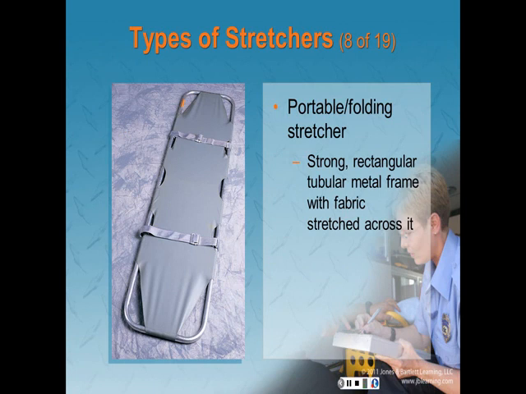Portable or folding stretchers. This is a stretcher with a strong rectangular tubular metal frame with rigid fabric stretched across it. These do not have a second frame or an adjustable undercarriage. Some models have 2 wheels that make it easier to move the loaded stretcher, and some can be folded in half for storage. Portable stretchers are used in areas that are difficult to reach or when a second patient must be transported on the squad bench.